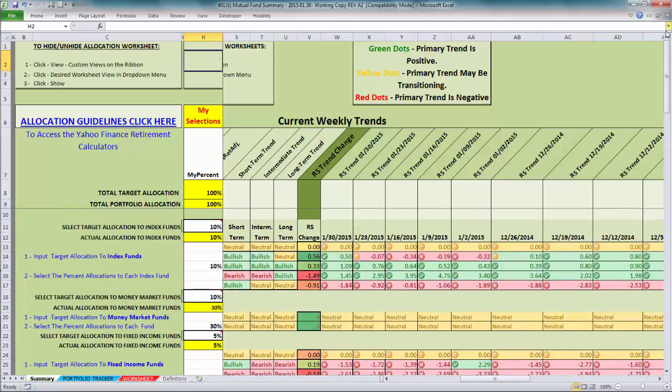The GreenLight system is meant to be a simple and easy method to help you navigate the choices within your 401k.